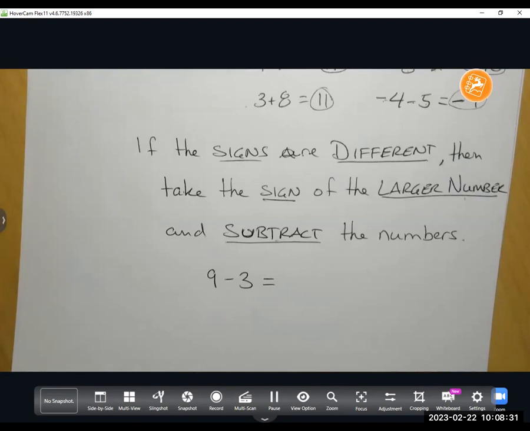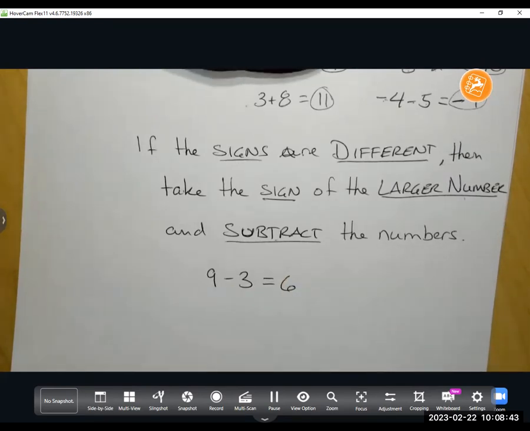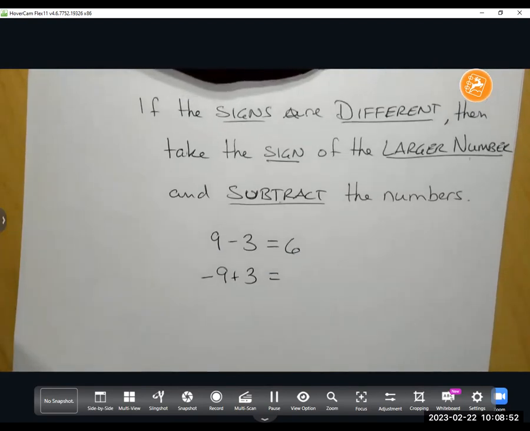9 minus 3. Is the answer going to be positive or negative? Why? Because 9 is bigger and it's positive. So its answer is positive. 9 minus 3 is 6. Negative 9 plus 3 is negative because 9 is bigger than 3. 9 minus 3 is 6.